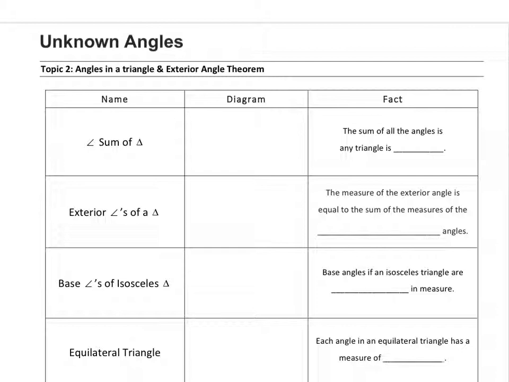So we're just going to sketch a triangle for the diagram. And I'm going to label the angles 1, 2, and 3. We know that the fact says the sum of all angles in any triangle is 180 degrees. So based off of my diagram, that tells me that the measure of angle 1 plus the measure of angle 2 plus the measure of angle 3 is equal to 180 degrees.